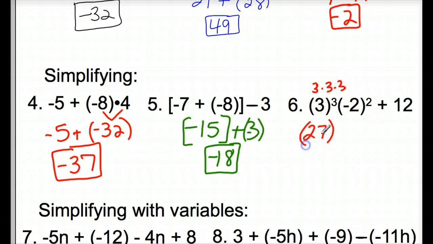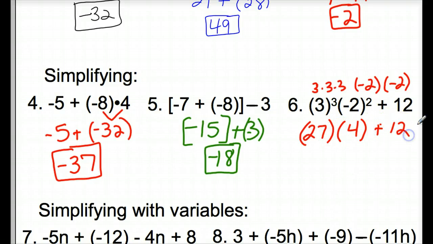We're going to multiply that by negative 2 squared. Now notice this just means negative 2 times negative 2. Well, we know that a negative times a negative is a positive, so we know that this is a positive 4. Once we've multiplied those two together, we're going to add to that a positive 12.